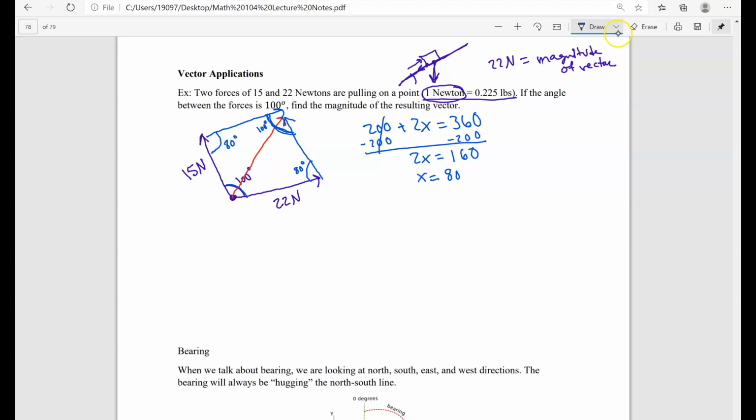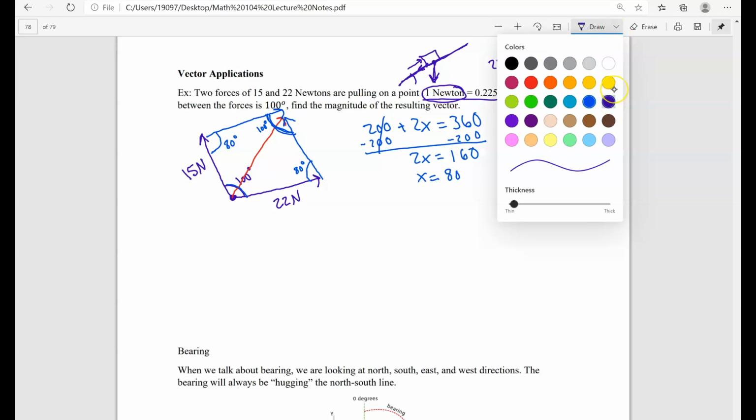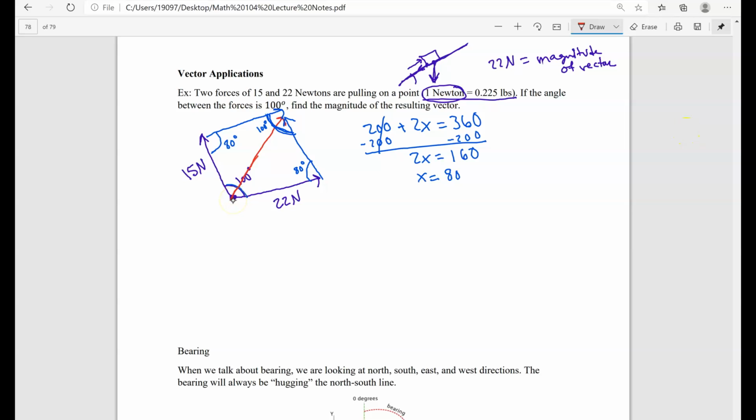Now, the thing is you wanted to figure out what is going to be the magnitude of the resulting vector. The resulting vector is in red. So I want to figure out how much pressure or how much force is acting on this vector. So you have to think about it. If you think about it, this guy is basically a triangle. Okay, so let me pull that out. So this guy is basically a triangle.